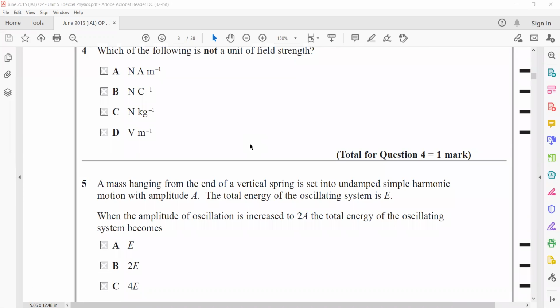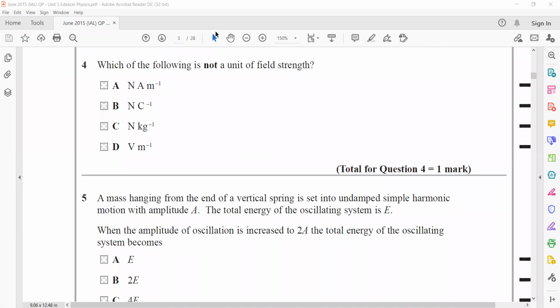Which of the following is not a unit of electric field strength? When we check newton and ampere: newton is a force, ampere is current, then divided by distance. We have the formula V equals Ed, or E equals F over Q, and Q equals current times time, the charge in coulomb. So we don't have a unit in which ampere and per meter is there. So this is not the unit.